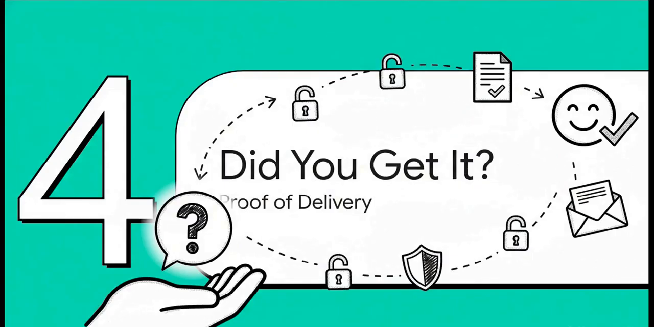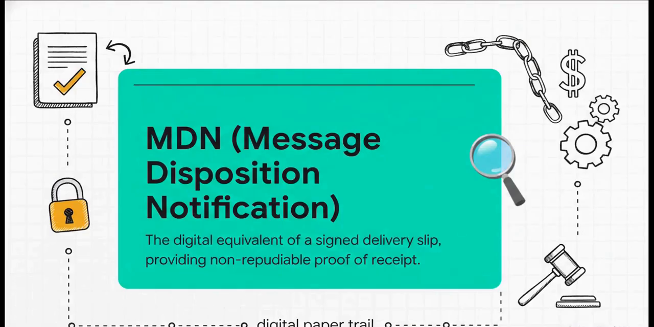So, the message has been sent. It was secure, it was authenticated. But there's one final, absolutely crucial question that every single business needs an answer to. Did you actually get it, and was everything okay? And this final step is handled by something called an MDN. But it is so much more than a simple "got it" message. It provides what we call non-repudiable proof of receipt, and that's a powerful term. It means the receiver can never deny they got the document. For things like invoices and payments, this legally binding digital paper trail is absolutely essential.